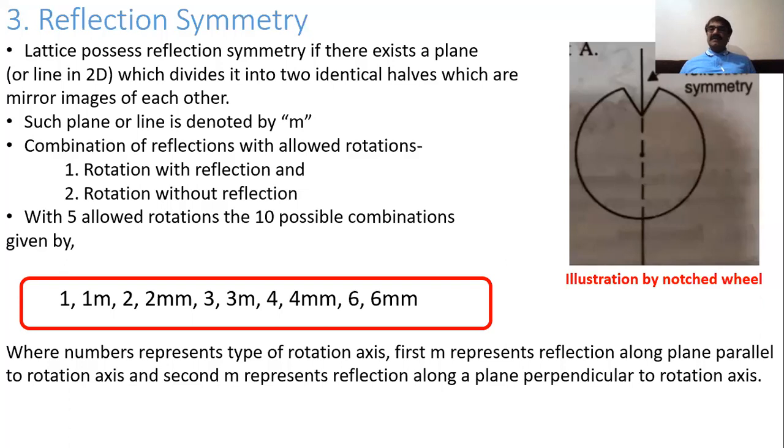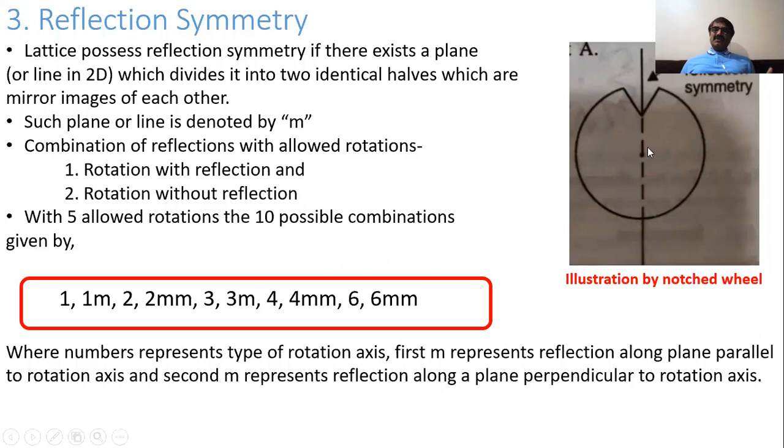Now we have tried to explain this by using a notched wheel. So this is a wheel, and a notch is created on the wheel, and this is the axis. The vertical line is the axis, and that will work as the axis of reflection. You will find that on both sides of this axis we have images which are symmetric to each other, which are invariant, remaining unchanged after reflection.